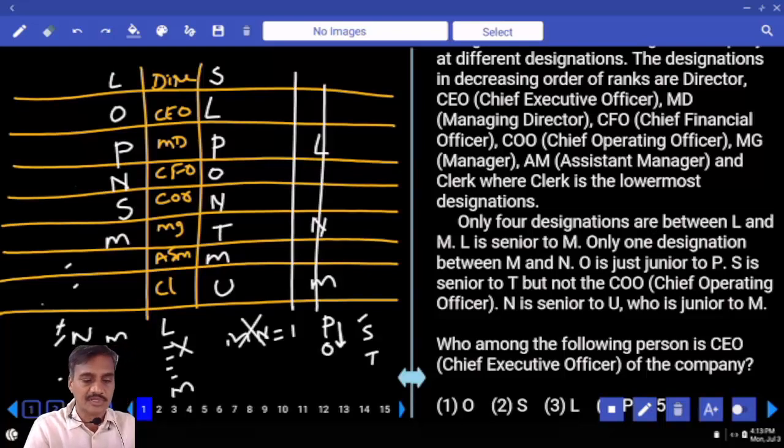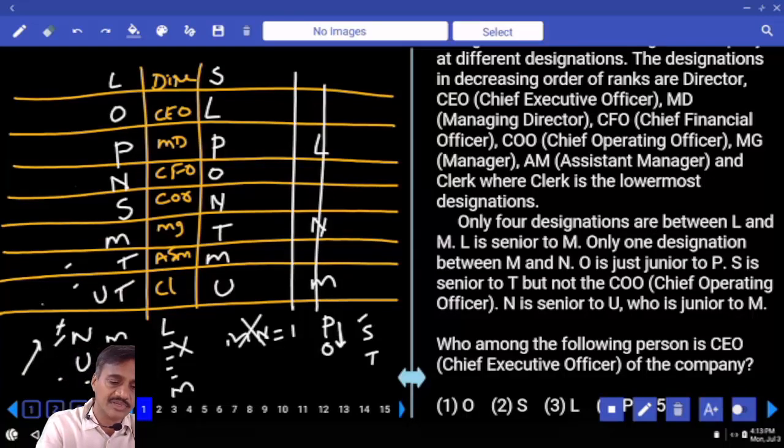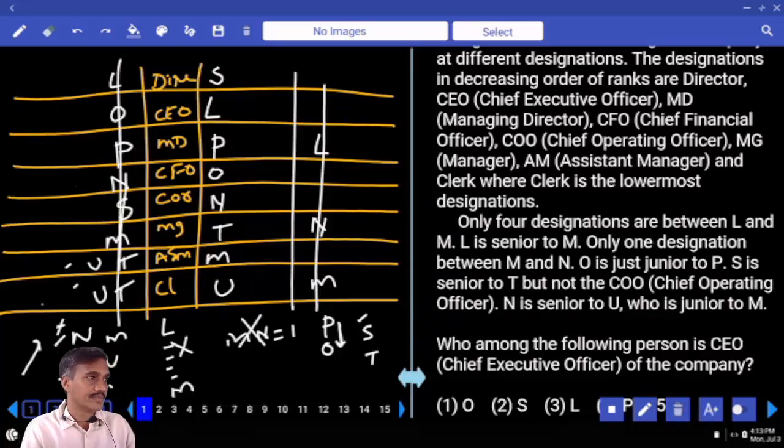Now this is arranged. In this case, tell me any information that is invalid. Only 4 in between L and M, and L is senior to M. Only 1 designation between M and N. O is just junior to P, and S is senior to T. T can be here or T can be here, and U can be here or U can be here. S is senior to T, but not COO. Now S is COO, and this case is over. Finally we are left with this case, that is about question numbers 1 to 4.